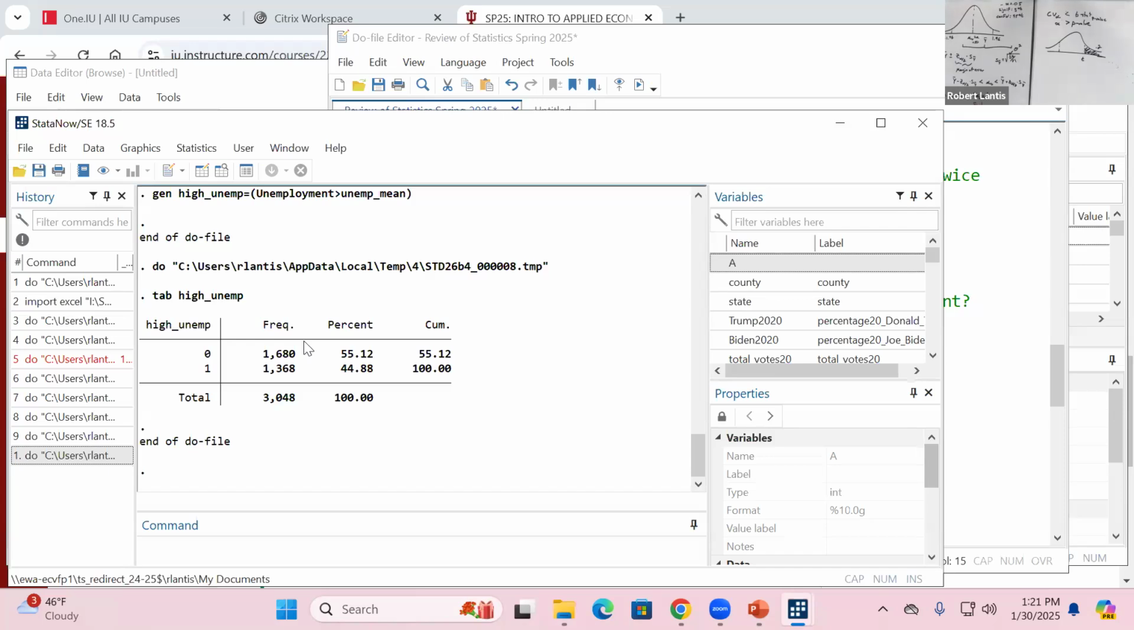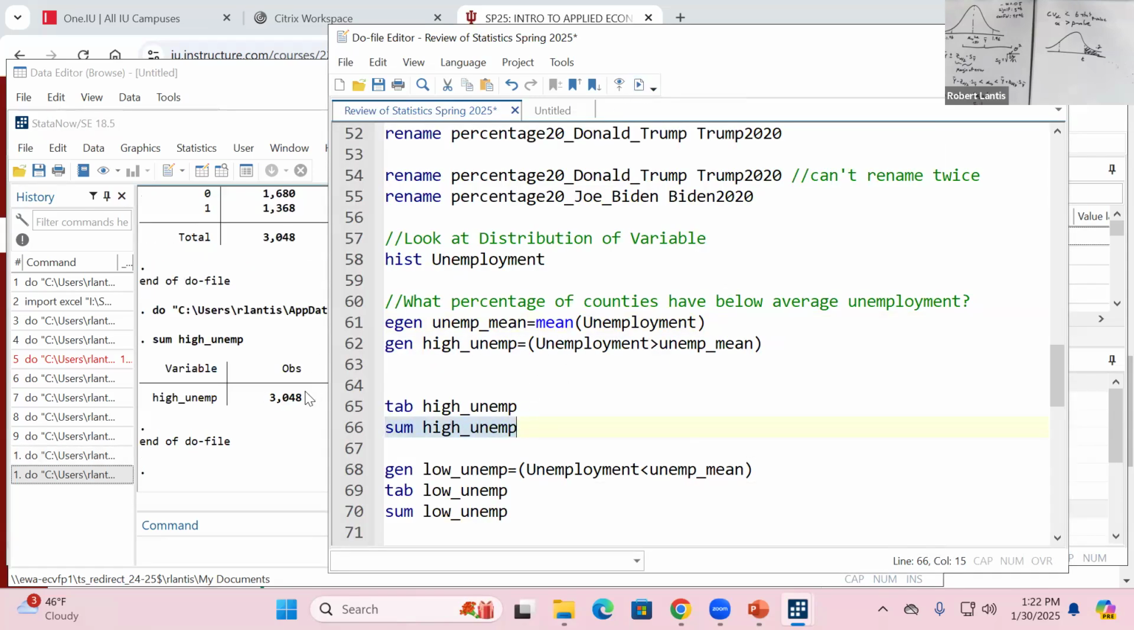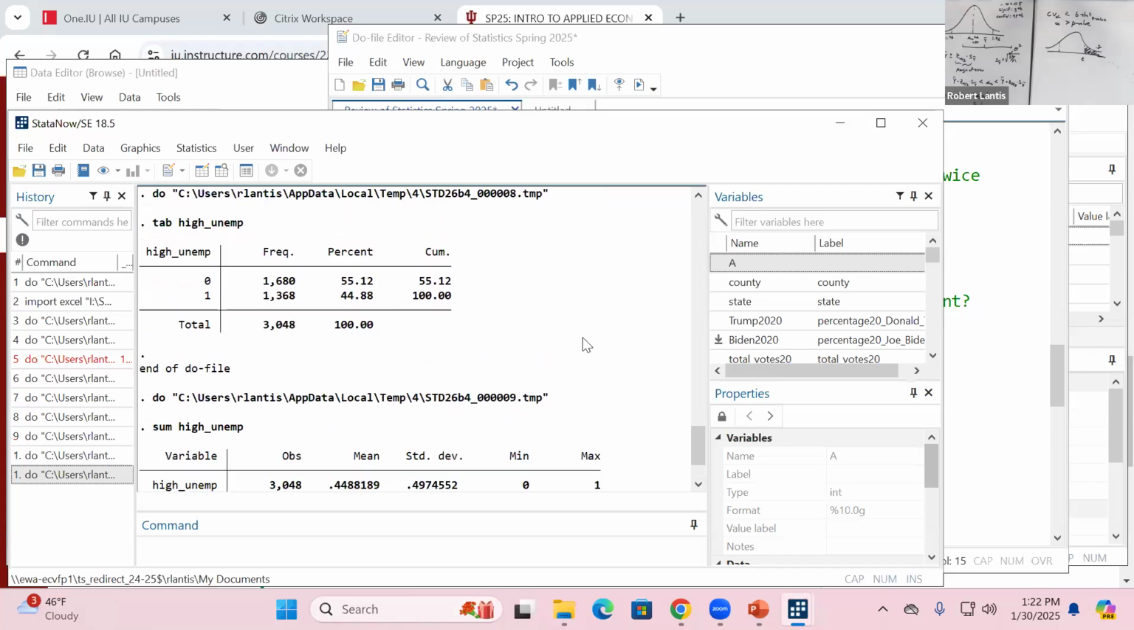but you still have to be able to interpret this, right? You can't just give your employer a bunch of code and they're like, well, I don't know what these numbers mean, right? So that's one way of doing it. Now, another way of doing this is if I have an indicator variable, I can also use the sum command. Now, it tells me the same information kind of in a slightly different way.